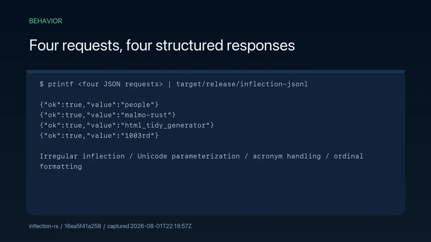Each input line receives one structured response. These actual outputs exercise an irregular plural, Unicode parameterization, acronym-aware underscore conversion, and ordinal formatting. The adapter is deliberately small. Transformation logic remains in the Rust library.